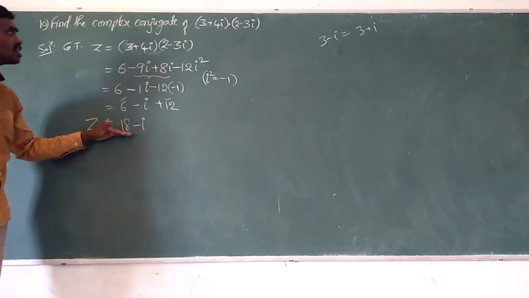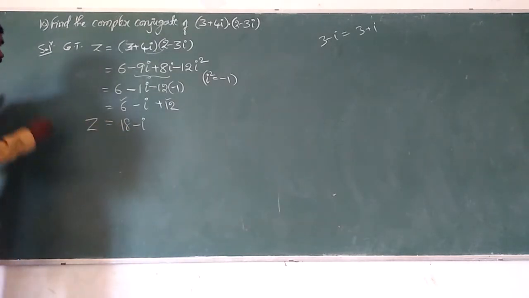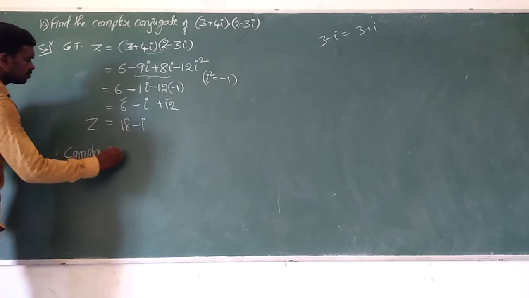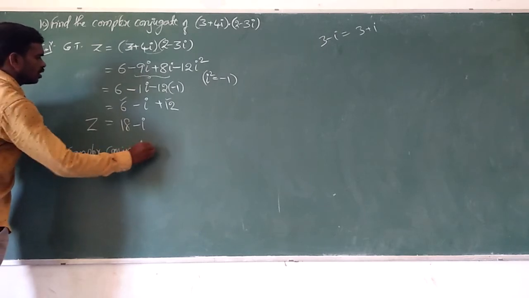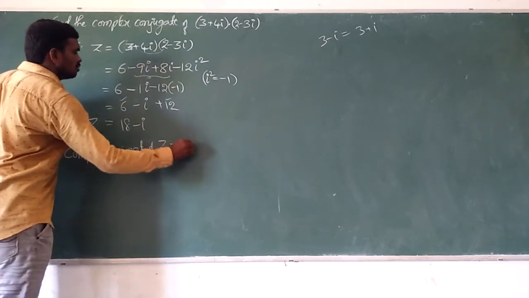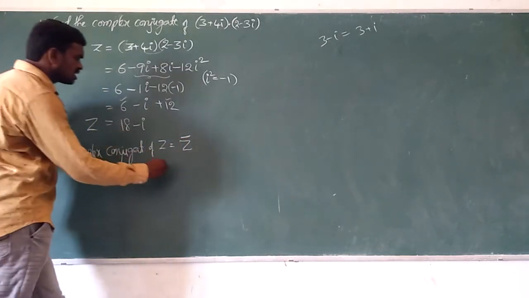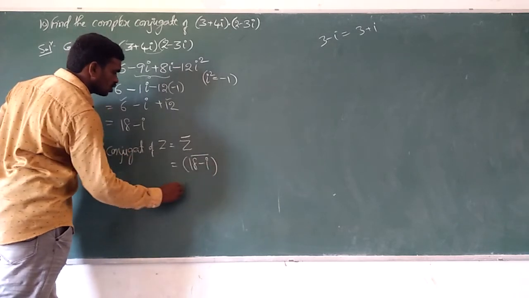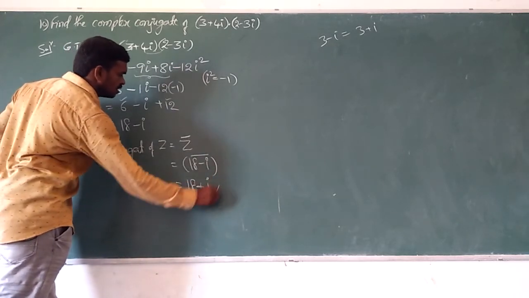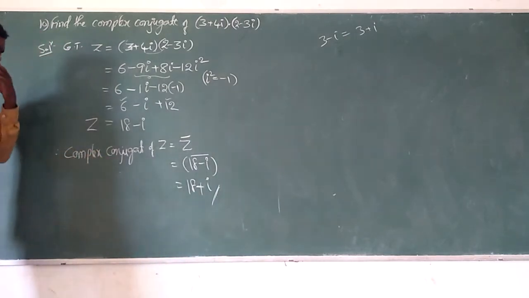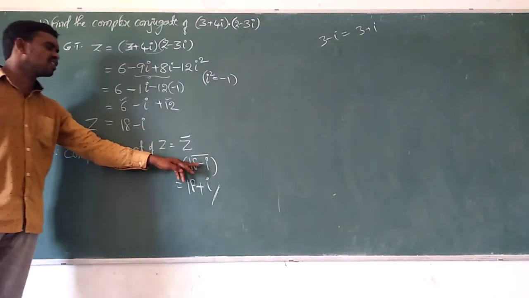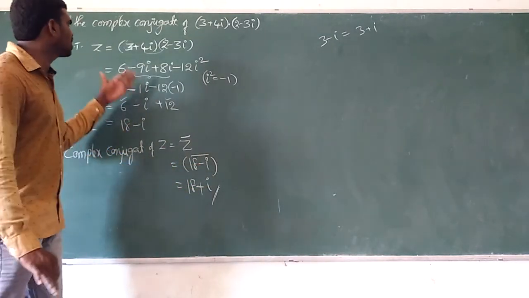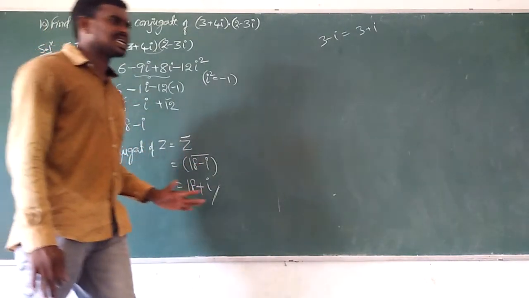So what is the conjugate? Therefore, the complex conjugate of z is z bar. So for this it becomes what? 18 minus i whole bar. So that becomes 18 plus i. That is the complex conjugate. Conjugate means just if minus is there, write plus. If plus is there, write down minus. Very simple. Conjugate means just change the sign.